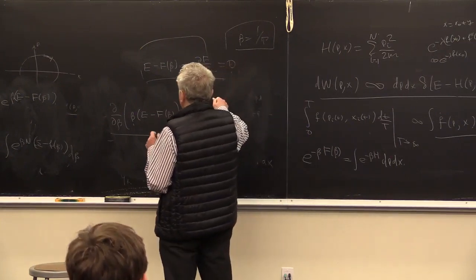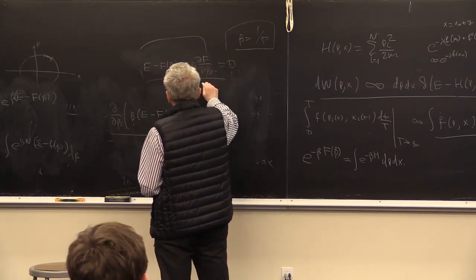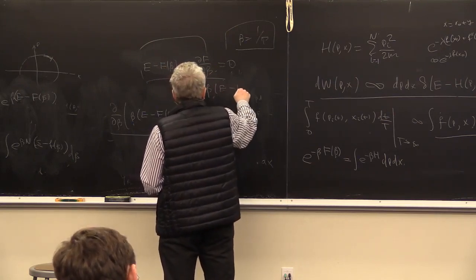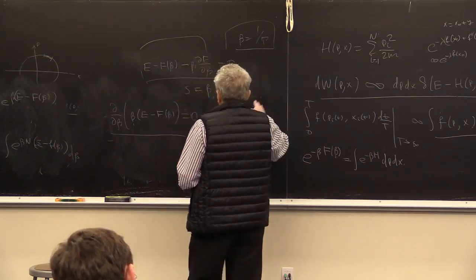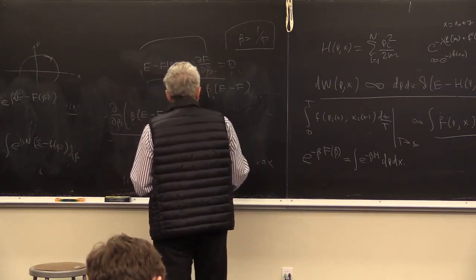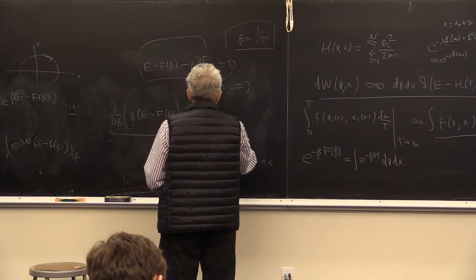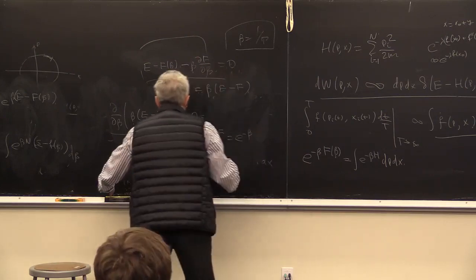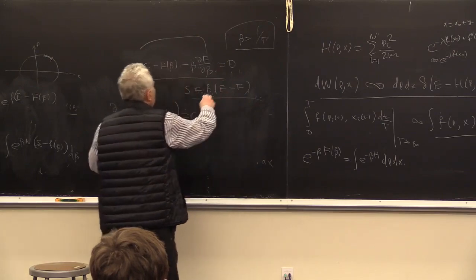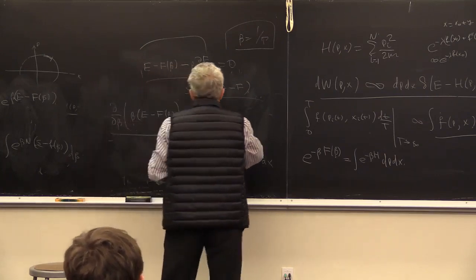So we have the relation then. We have beta determined by this thing, and we have the relation that the entropy is simply beta E minus F. So we have this relation, and this determines temperature in terms of energy, and this determines the entropy.